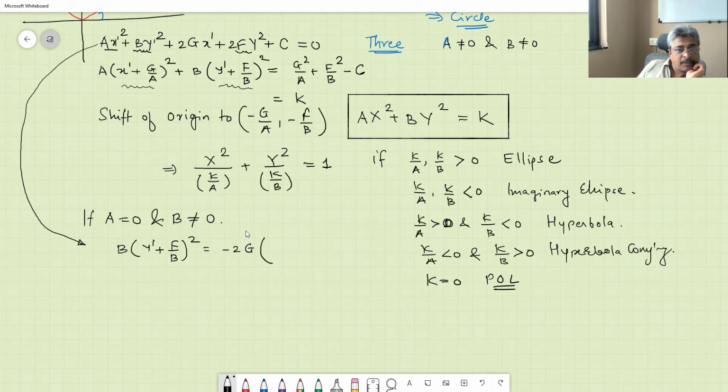You have taken it common inside bracket x dash, and then you have one term in RHS which is f square upon b, so plus f square upon 2bg minus c upon 2bg. Correct?